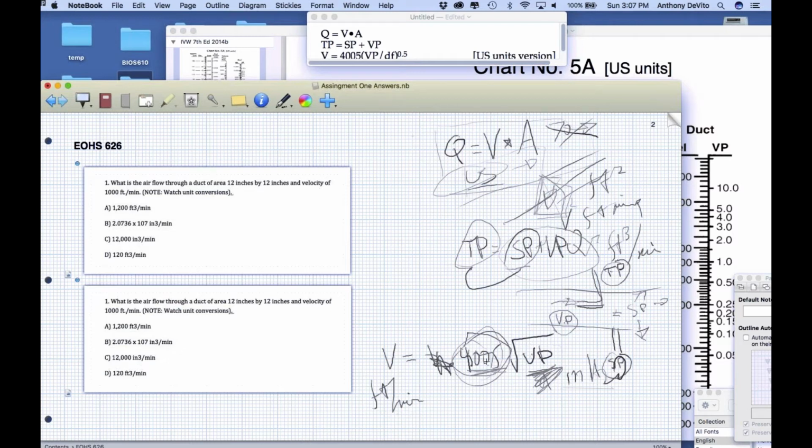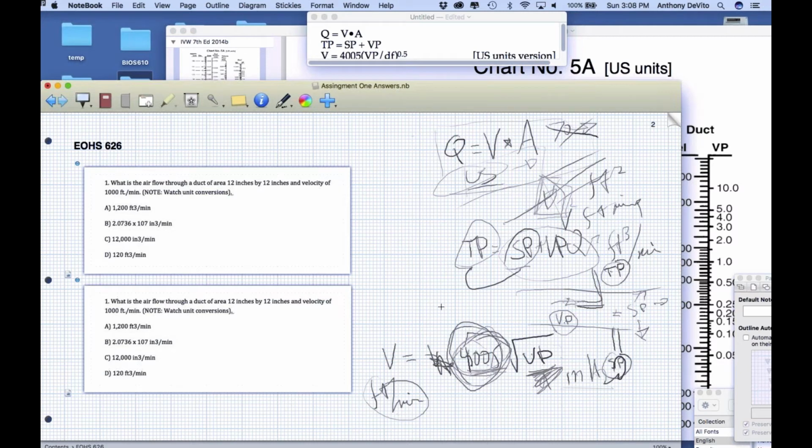If we're working with the metric system, of course, we'll have different units for the velocity pressure and velocity, for instance, meters per minute. But that means we have a different conversion factor, so it's not going to be 4,005. It'll be the same formula, but with a different conversion factor. Again, we're going to try and stick mostly with English or U.S. units.